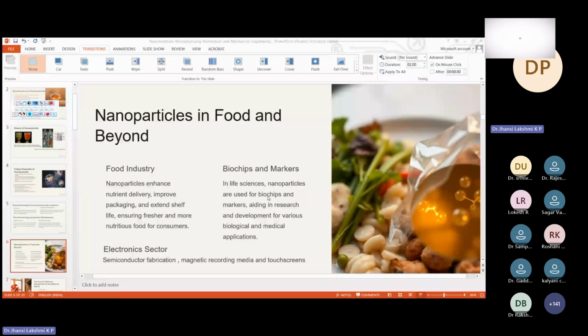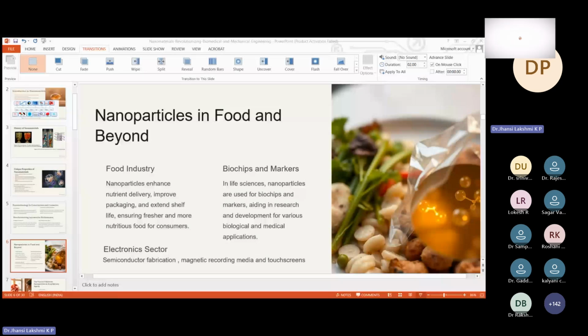In food industries, nanoparticles are used for nutrient delivery, to improve packaging and to extend the shelf life, ensuring fresher and more nutritious food for the consumers. In electronic sectors, semiconductor fabrications and magnetic recording media, nanoparticles are used widely.